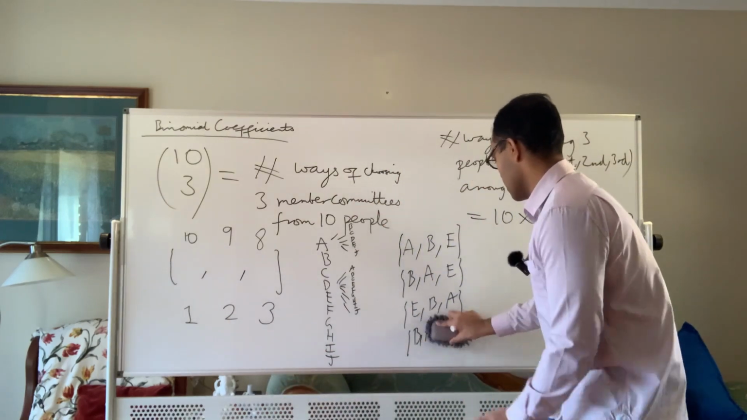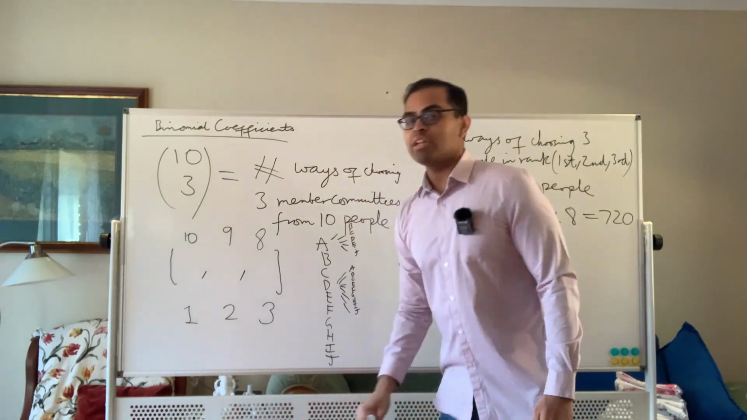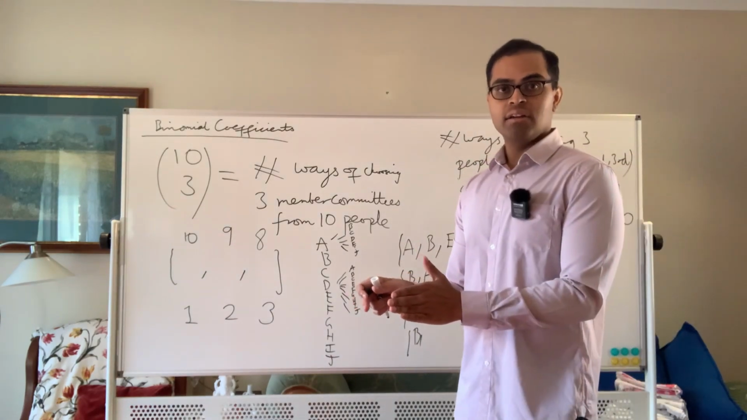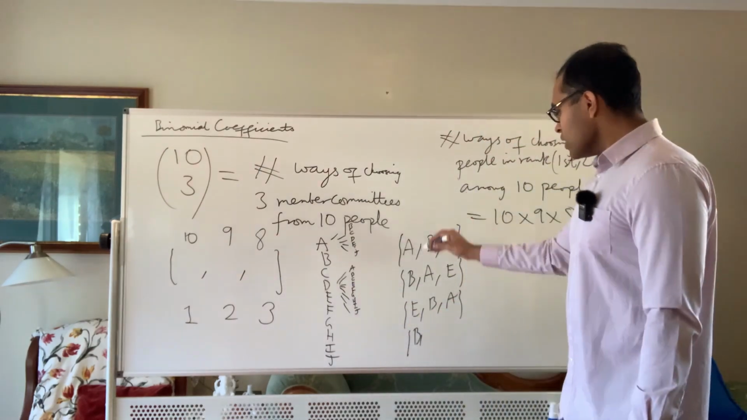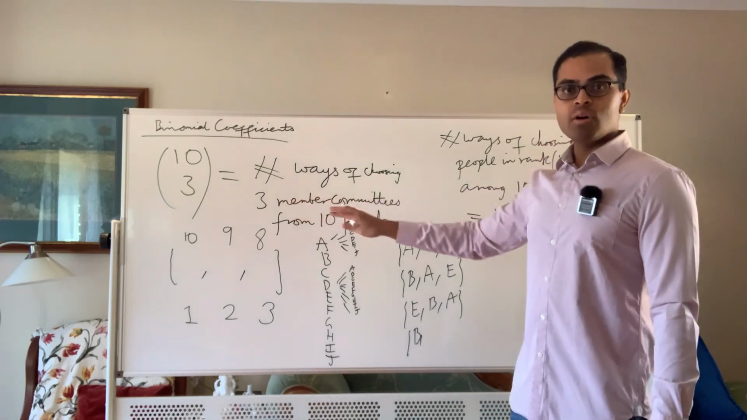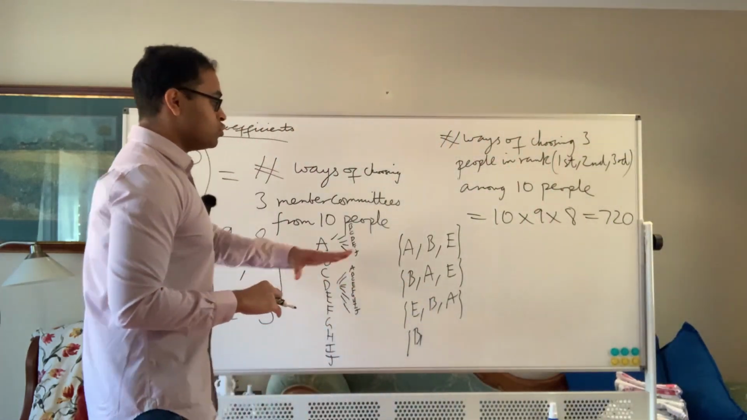So let me write that out. You get the idea. There are many different rankings we've counted, but all these committees with different rankings are actually the same committee. So in a certain sense, we have counted too many choices.